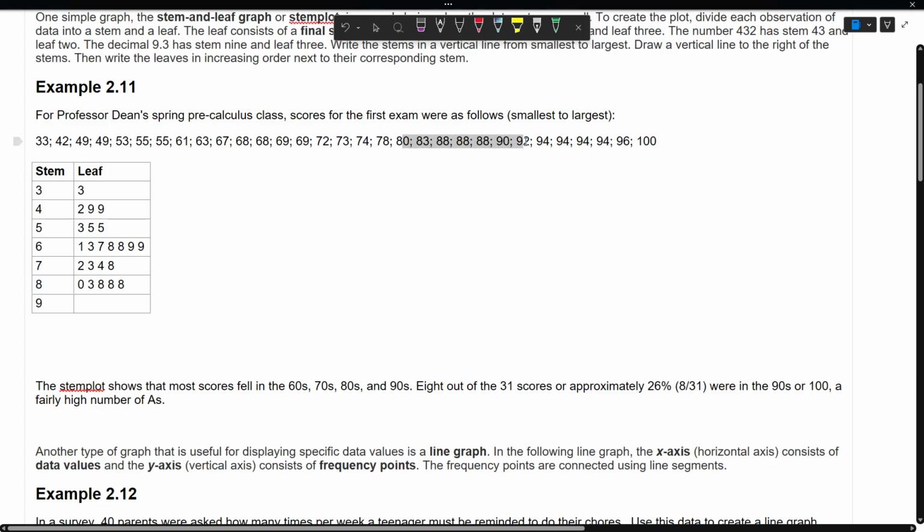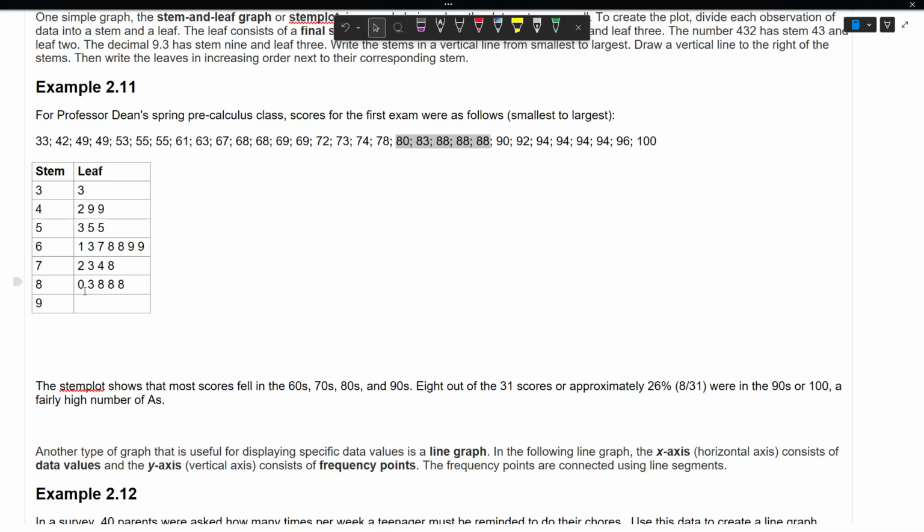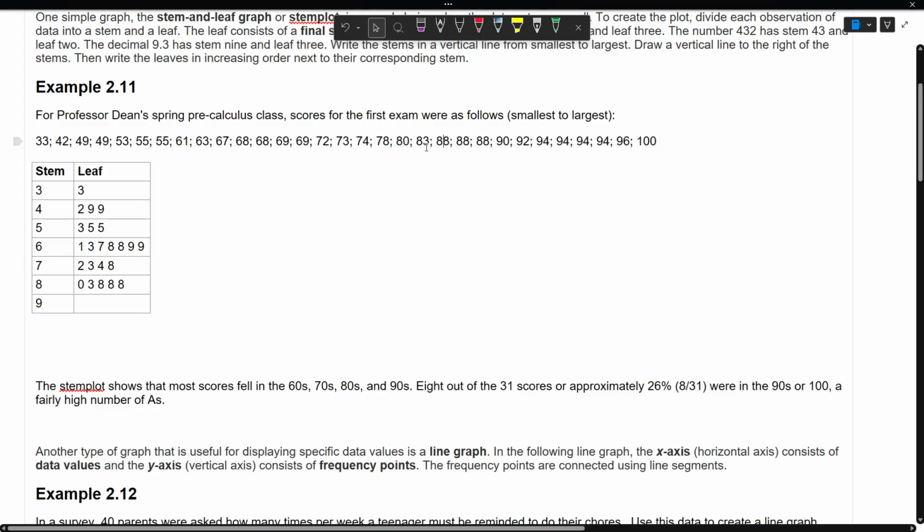Here in the 80s, first of all, we have 80, which is a stem of 8 and a leaf of 0. So we have to put a 0 there to represent the fact that we have 80. If we didn't put anything there, then we wouldn't have anything. So we have to put a 0 there as a placeholder to show that we have 0 ones. Also notice we have 88 three times, so we have 3 8s in a row, right? So each of these is going to be 8 0, that's 80, 8 3, 83, and then 88, 88, 88.